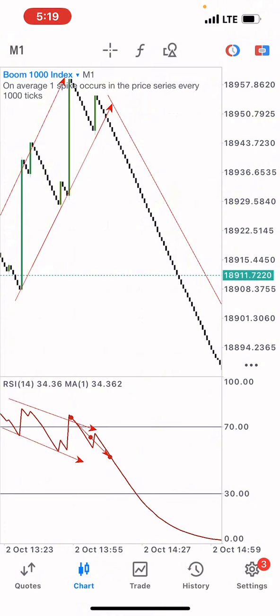So this strategy is simple, it's effective. You just have to sit down and make sure you see this clearly on the chart. Always learn to trade what you see and not what you feel. Make sure you see clearly on your charts before you take any action.